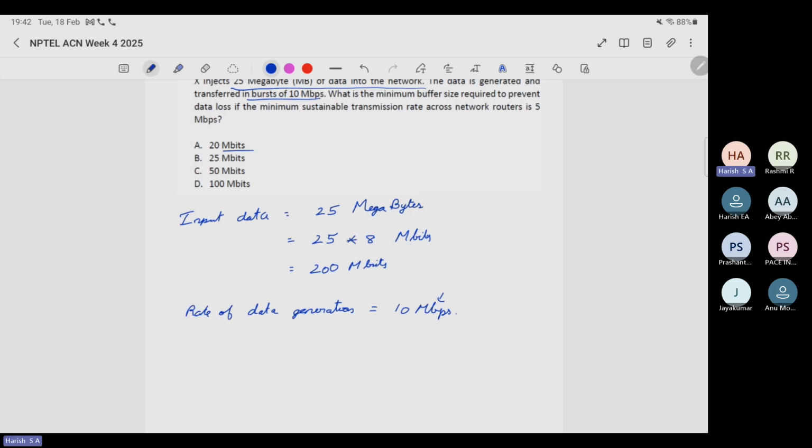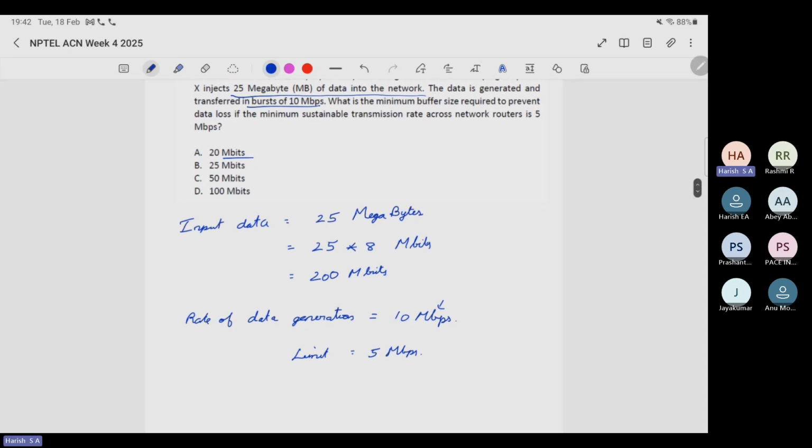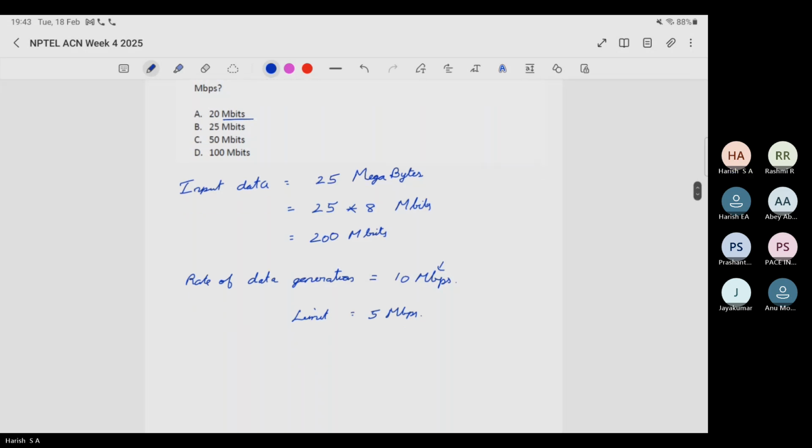Okay. So what is the minimum buffer size required to prevent data loss if the minimum sustainable transmission rate across network routers is 5 Mbps? So the limit is equal to 5 Mbps.